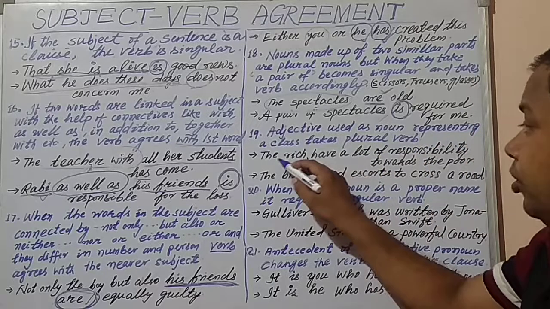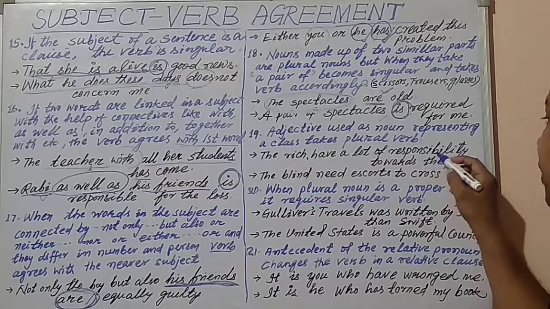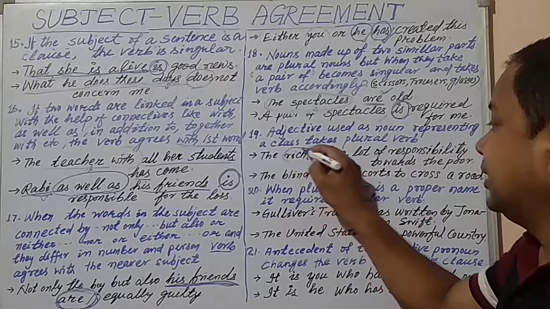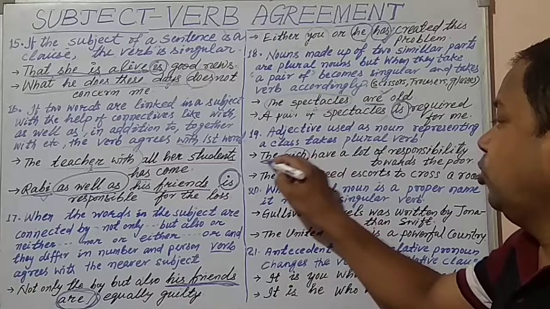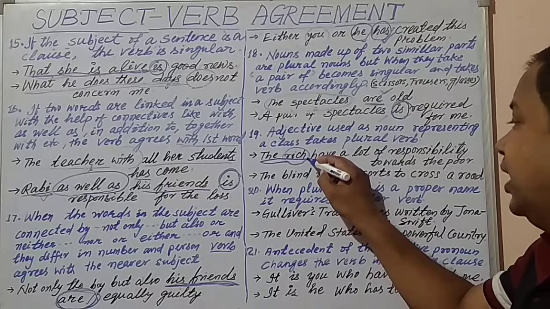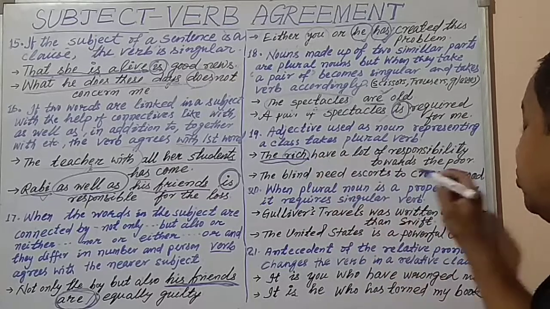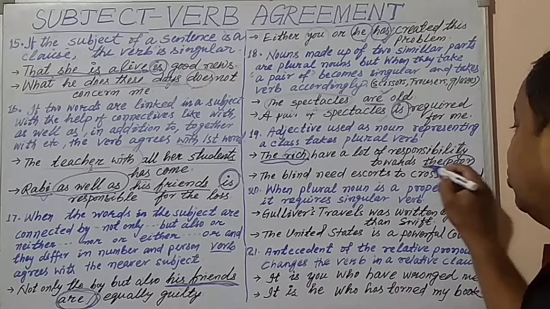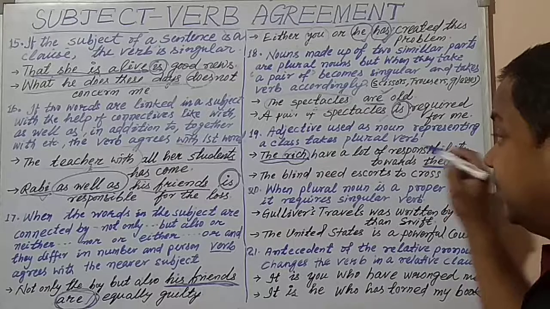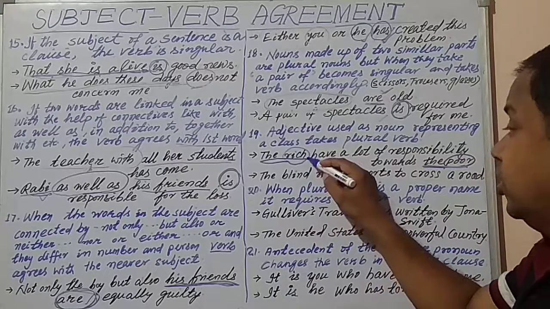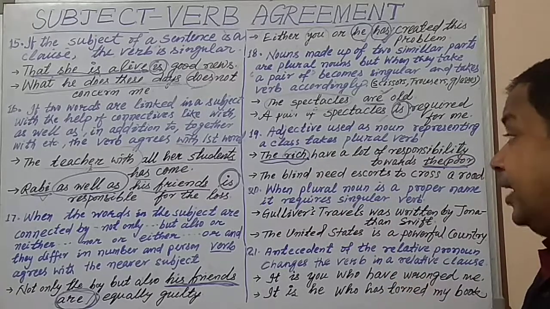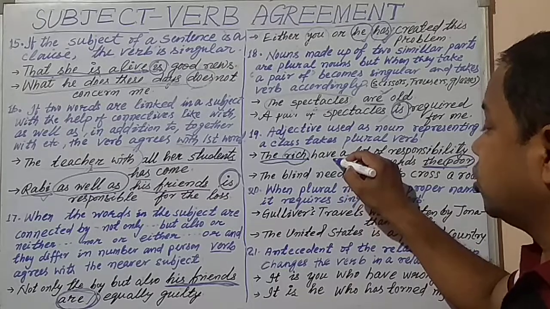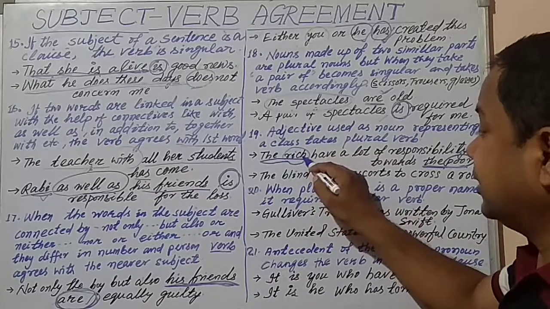For example, the rich have a lot of responsibility towards the poor. Here the rich is adjective, but when it is used as a noun, the rich, it is used as a noun. Likewise, you see here the poor is adjective, but it is used here also as a noun. But subject here is the rich. So the rich is plural, hence the verb is here plural.